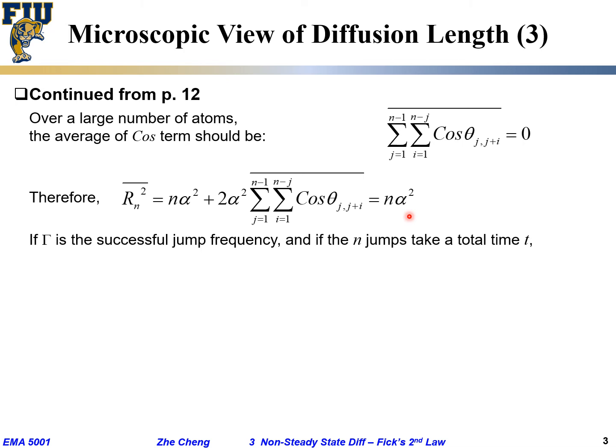If we still remember, when we were doing the interstitial diffusion, we introduced the concept of gamma. What does gamma mean? The so-called successful jumping frequency. Within 1 second, how many successful jumps? If we define gamma, and if the n jumps take a total time t, each jump will take some time. The n jumps will take time t.